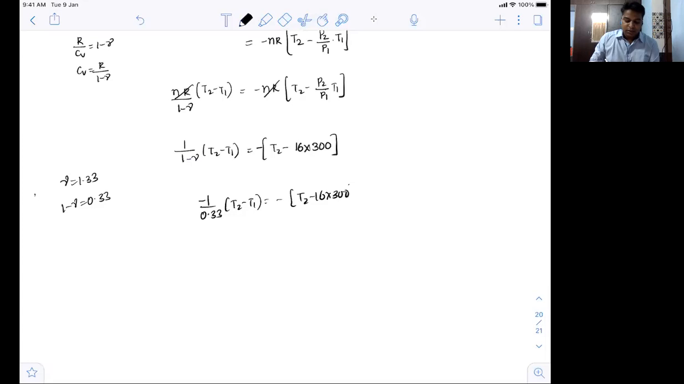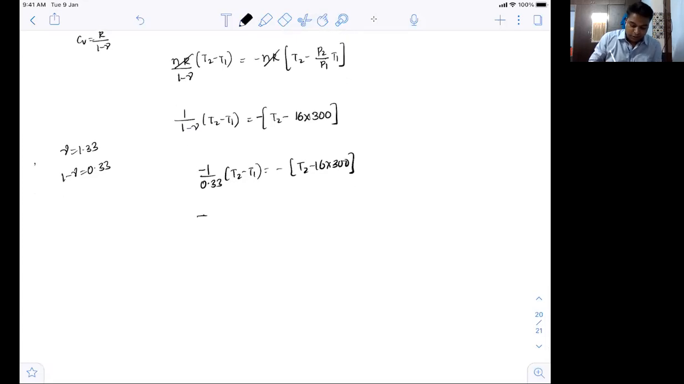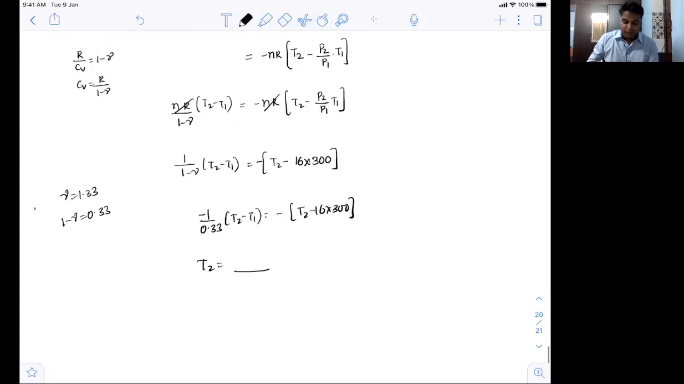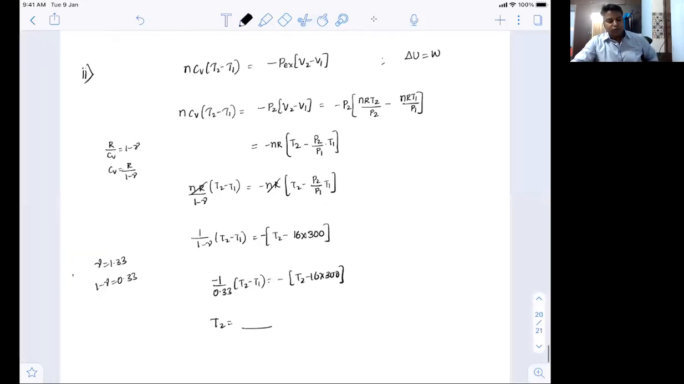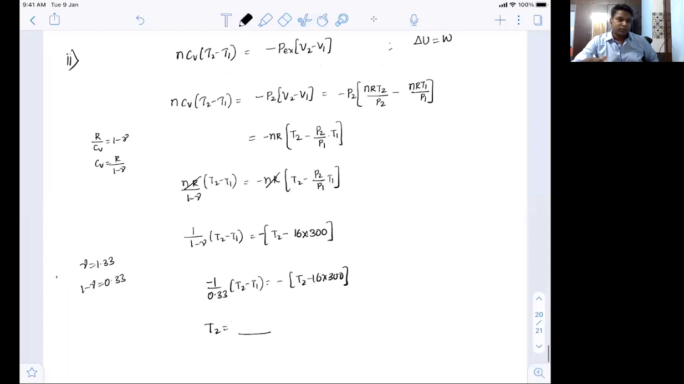Okay. So you could see that the T1 value is known, just calculate T2. Give me an answer, guys. First do the calculation for T2. Once you get T2, then do the work done. Calculate it.